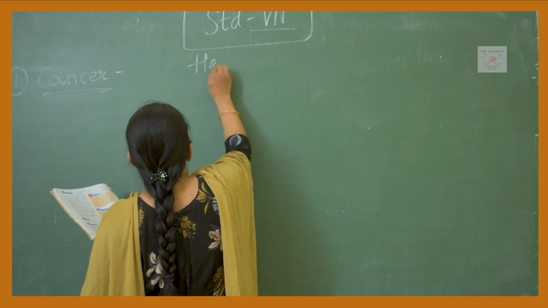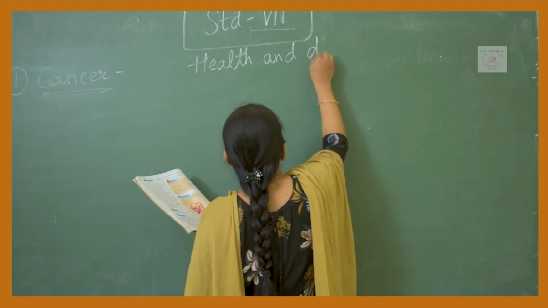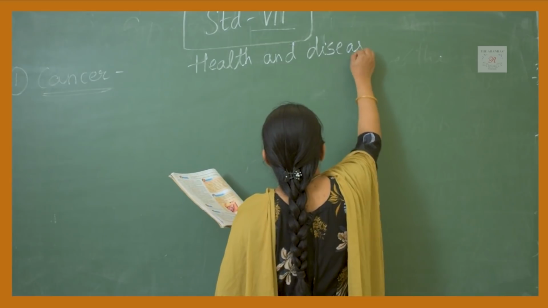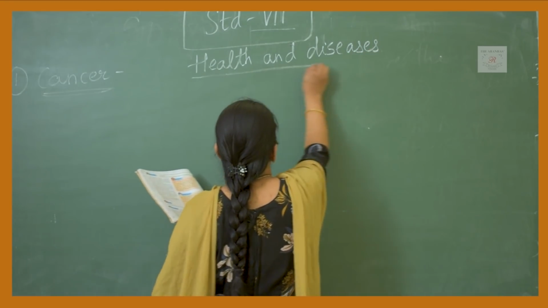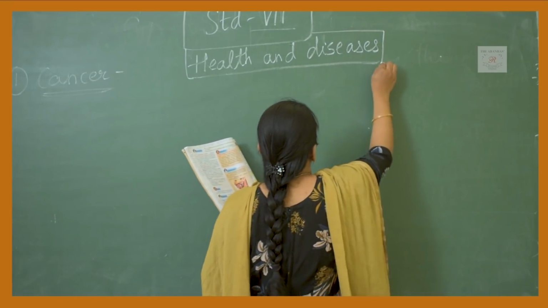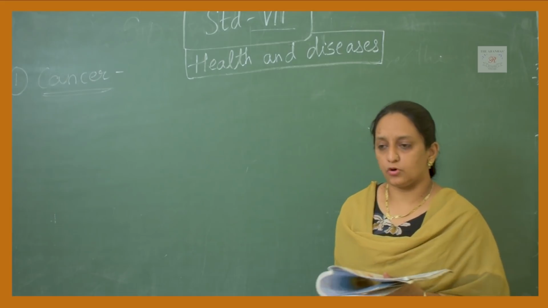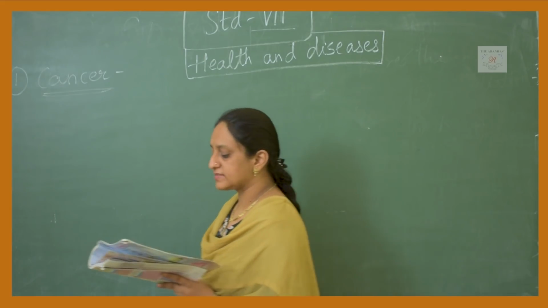We are doing the chapter health and disease. So, what is this cancer? The definition of cancer will be asked. You will say uncontrolled and abnormal cell growth in our body is called cancer.